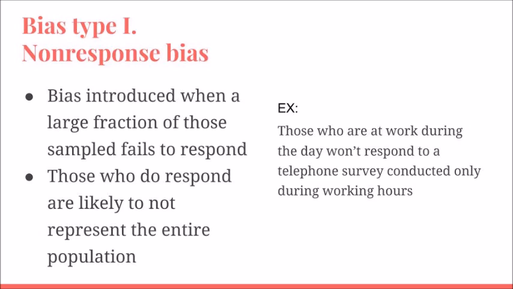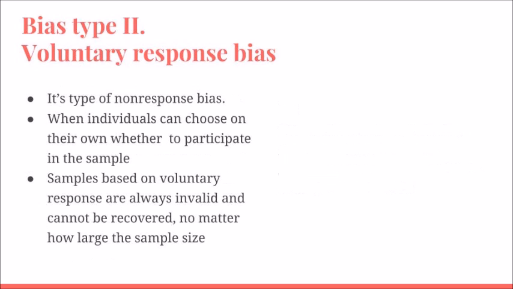An example of non-response bias would be that those who are at work during the day will not respond to a telephone survey conducted only during working hours. Then the result of the survey is not valid since it discriminates against those who are working during the day. We cannot fully trust the result because we couldn't include those who work in the daytime, and the result is therefore invalid. Let's take a look at the second type of bias.